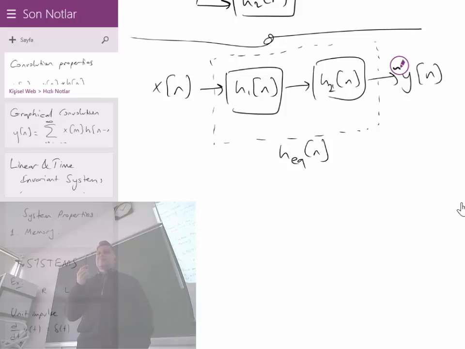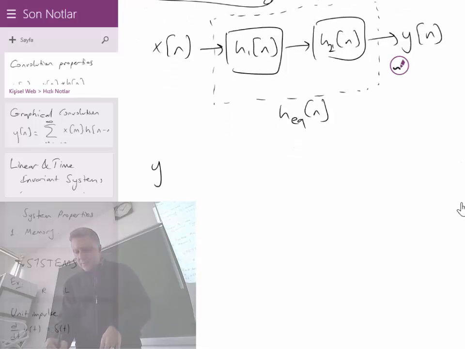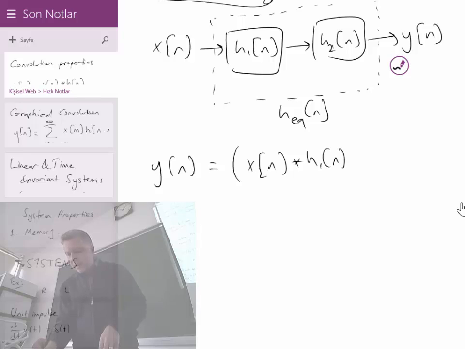Now, remember this. Whenever you pass a signal through a linear time invariant, an LTI system, the operation is not multiplication, it's convolution. You convolve x of n with h1 of n, and that convolution is a temporary output, let's call it y1. And then that must also be further convolved again with h2 of n. So y of n is the convolution of x of n and h1 of n, and this result must be also further convolved with h2 of n.